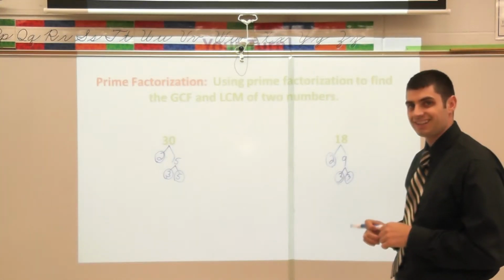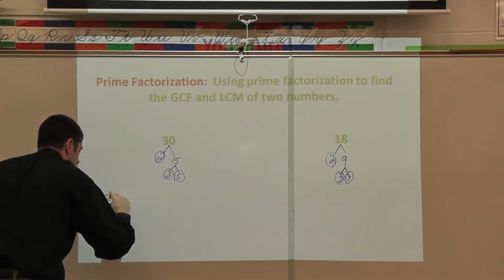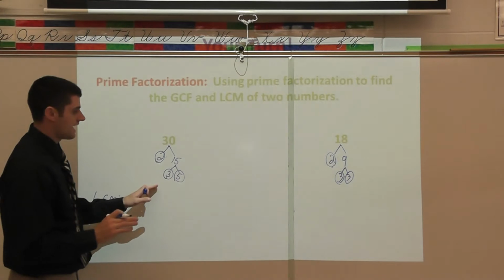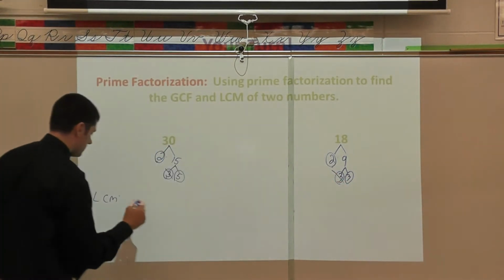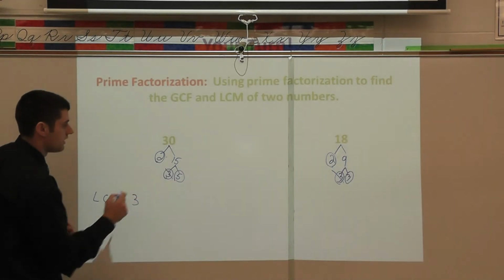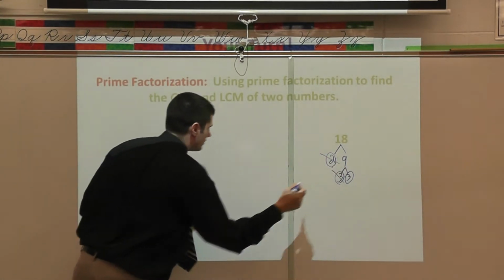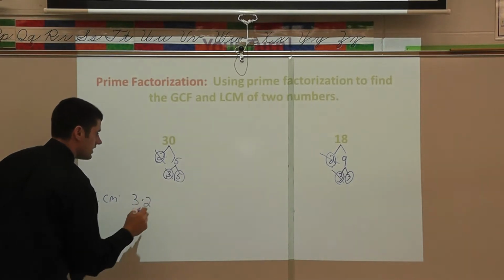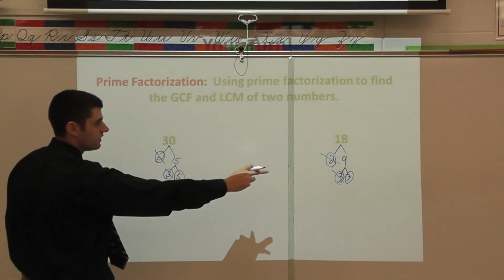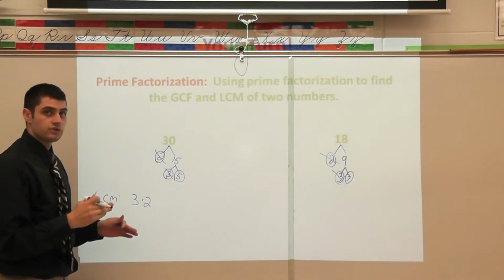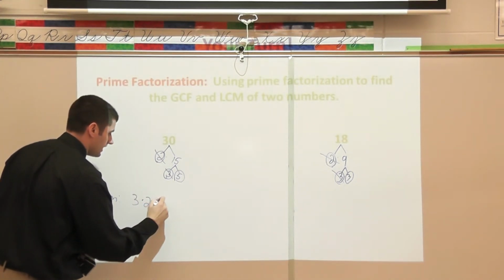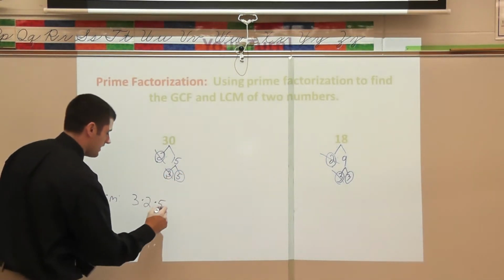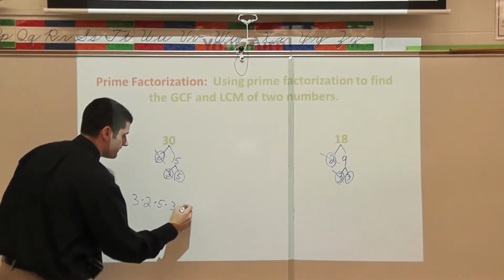I'm going to start by finding the least common multiple. Remember, with the least common multiple, I'm going to list all the ones they have in common. I see a 3 here, and a 3 here. I'm going to write it down once. I see a 2 here, and a 2 there. I'm going to write it down once. And I see a 5 on this side, but no 5 there. Since I'm finding my least common multiple, I'm going to write what's left. There is a 5 on this side, and a 3 on this side.